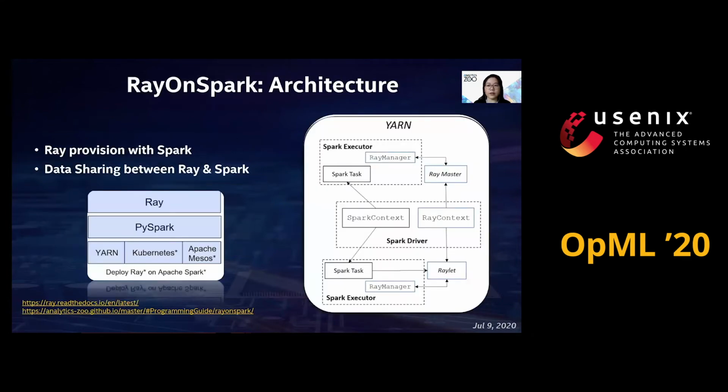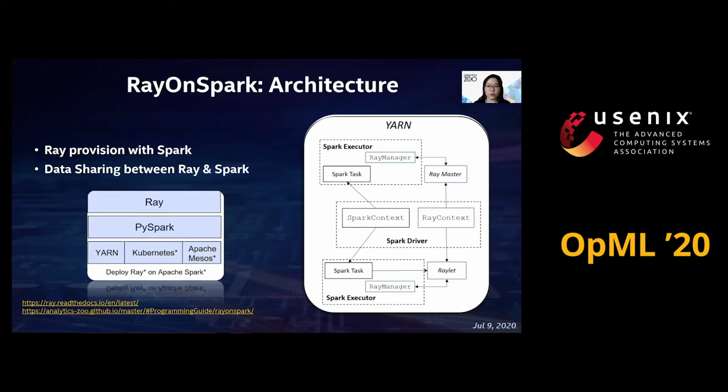Okay, now let's dive a little bit into the RayOnSpark internals and see how RayOnSpark does what we just mentioned. We know that to run a Spark program on a Yarn or Kubernetes cluster, we need to first create a Spark context object on the driver node. And then the Spark context is used to launch multiple Spark executors to run Spark tasks.